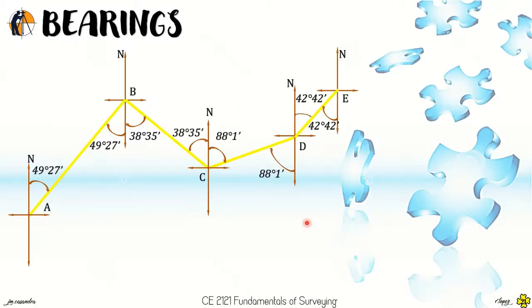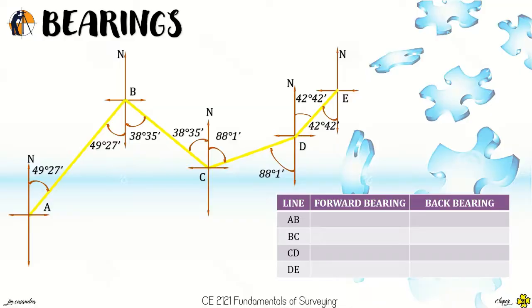Take the lines made by the series of points A, B, C, D, and E. So the forward bearings of the lines formed will be, for line AB, north 49 degrees 27 minutes east. BC is south 38 degrees 35 minutes east. Line CD is north 88 degrees 1 minute east. Line DE will have a forward bearing of north 42 degrees 40 minutes east.